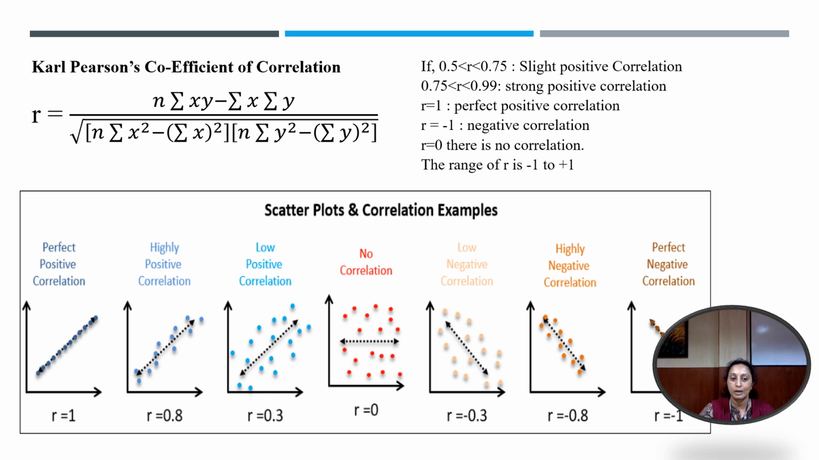After calculating, if we get the r value as equal to 0, then we say that there exists no correlation between the two variables x and y. If r is equal to 1, then there is a perfect positive correlation between the variables x and y. If r is minus 1, then there exists a perfect negative correlation. And if the r value lies between 0.75 and 0.99, then there is a strong positive correlation between the variables x and y.